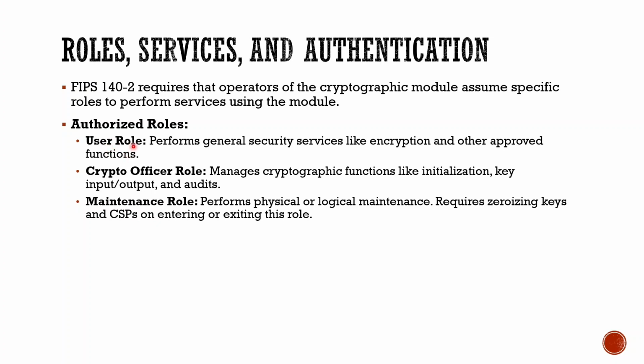The first one is the user role. This performs general security services like encryption and other approved functions. This is basically the normal user that is using this cryptographic module. The crypto officer role manages the cryptographic functions like initialization, key input, output, audits, key generation, etc. We'll go through audits later on.